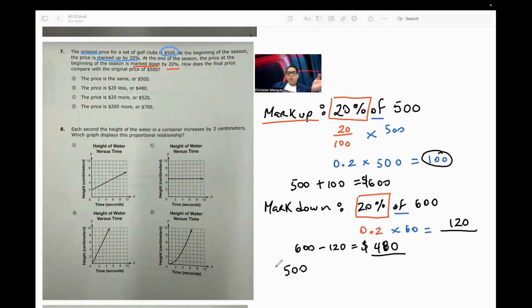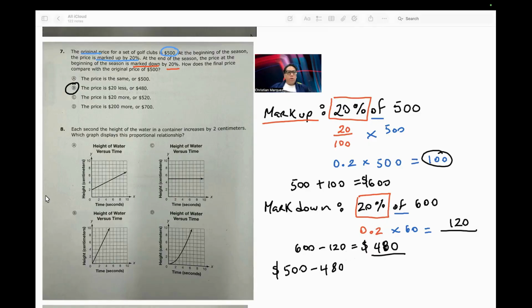All right. Now, since they want you to compare this 480 with the original price of 500, you know that you paid 500 initially as the original price, and now after markup and markdown, you are at 480. So therefore, I'm going to select alternative B because the price is $20 less and you are paying $480. Okay.